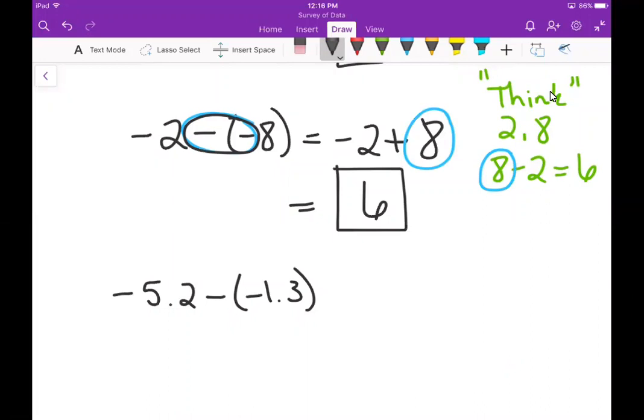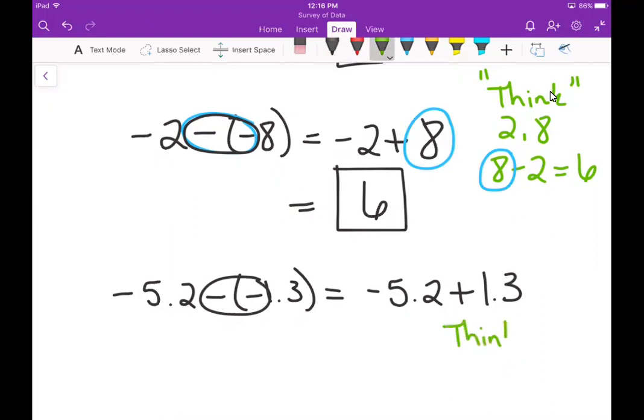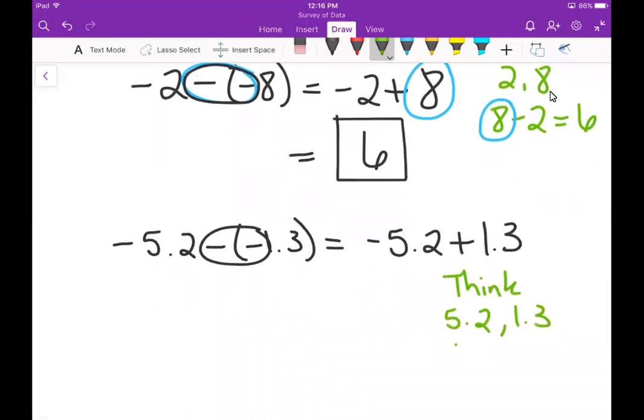So here, did you bring the two negatives together first to become a positive? So you're actually looking at negative 5.2 plus 1.3. So we're thinking about both positive versions. We know we're going to subtract because we're adding two numbers of opposite signs. So we need to subtract the larger minus the smaller.